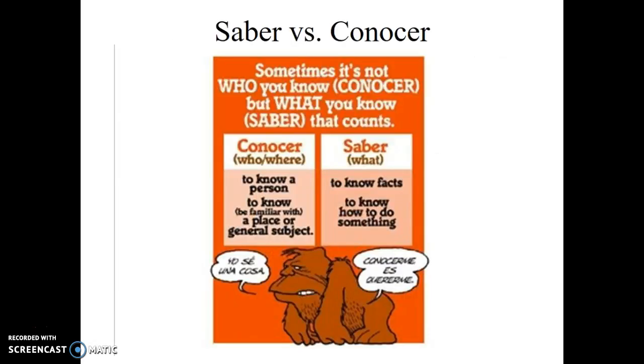So here's a chart. I'm going to start off with this chart and I'm going to end with this chart just to show you when we use conocer in a chart form and when we use saber. So conocer we use when we're referring to knowing a person, like we personally know them. To be familiar with a place or a general object. We use saber to refer to when we know facts or we know how to do something. Okay? So sometimes it's not who you know, conocer, but what you know, saber. That counts. Haha. Isn't that cute?